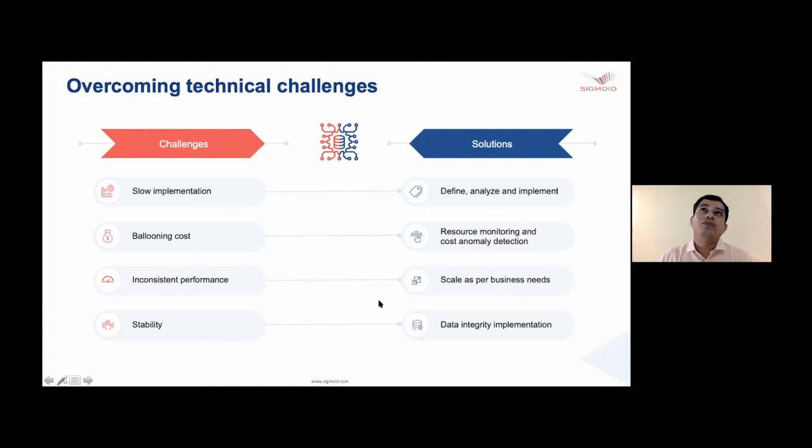Then we used auto scaling and many more. With these practices, we were able to achieve 60% of our savings goals.